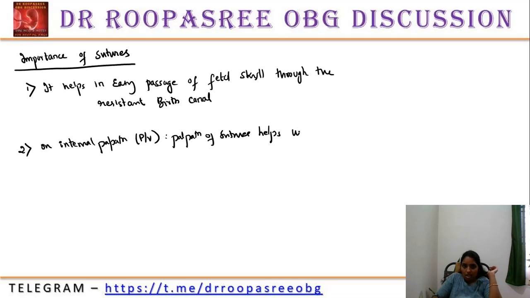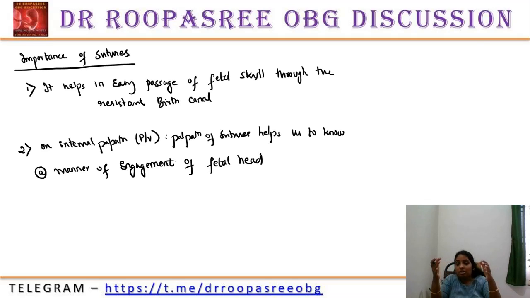palpation of sutures helps us to know, first point, the manner of engagement of the fetal head. Okay, how? Manner of engagement means in which diameter the fetal head is engaged. Is it suboccipitobregmatic or suboccipitofrontal? It will help us in knowing the manner of engagement of the fetal head.